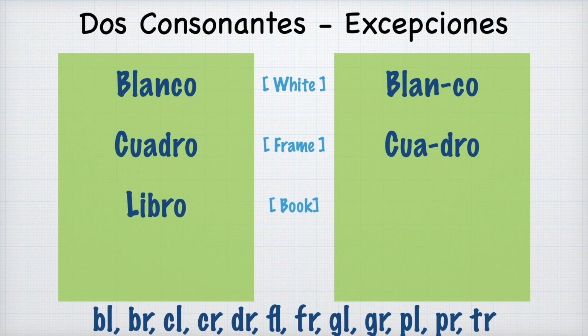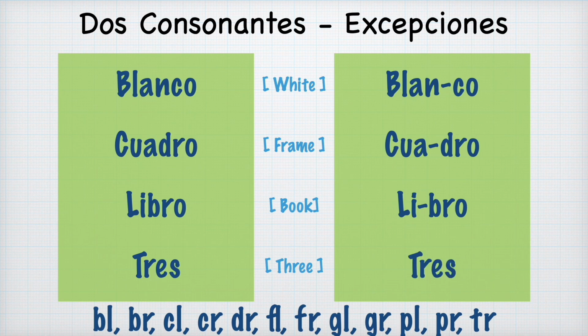Libro, libro. We see again here that the BR is going to stay together. The last one is tres, tres. And this one is actually one syllable. It only has one vowel, so it's going to stay as one.